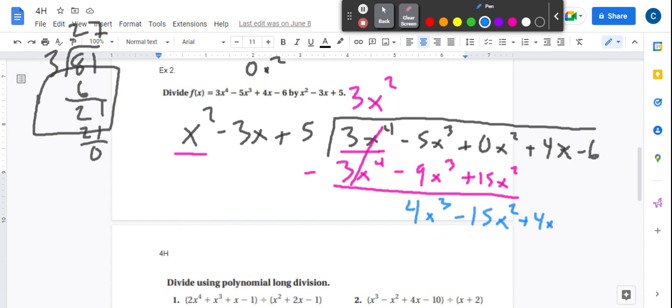Now we're going to repeat the process. Okay. So we're going to look at our x squared and our 4x cubed. So x squared goes into 4x cubed 4x times. So we're going to add 4x up top, because 4x cubed divided by x squared is 4x. And again, we're going to distribute this whole polynomial through 4x. So x squared times 4x is 4x cubed. Negative 3x times 4x is negative 12x squared. And 5 times 4x is 20x.